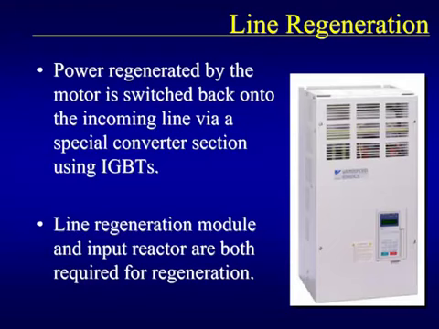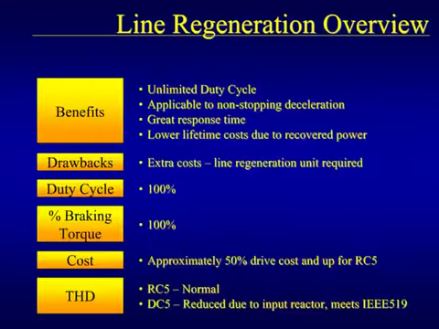A special type of braking called line regeneration is also available. As the motor regenerates during braking, the regenerated power is sent back to the drive's input power lines through an active converter using IGBTs. In order to use line regeneration, an additional line regeneration module and input reactor are both required to be installed on the application. Except for the drawback of the additional cost, the line regeneration is by far the most superior method of braking.